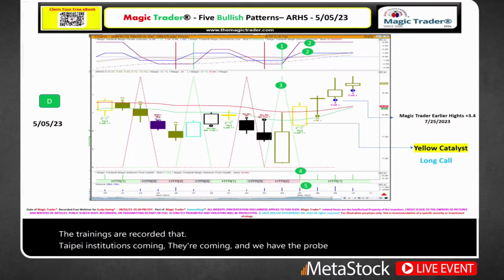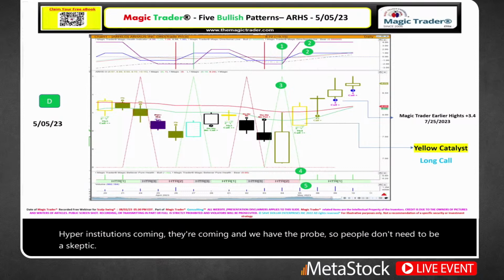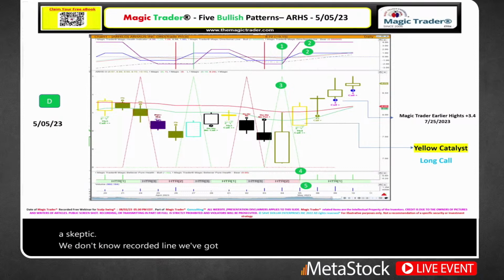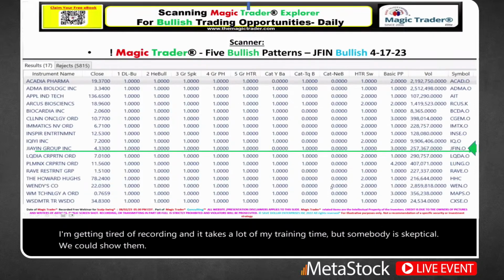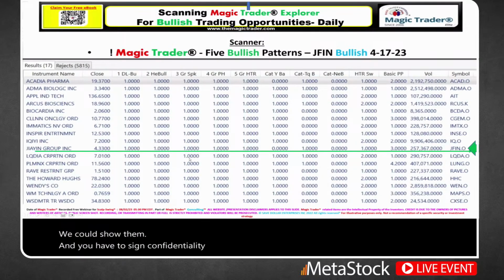So people don't need to be skeptics. We are on a recorded line, so you have to be careful what you say here. We have proofs. I'm getting tired of recording, and it takes a lot of my training time. But if somebody is skeptical, we could show them, and you have to sign a confidentiality agreement because there is some sensitive information.